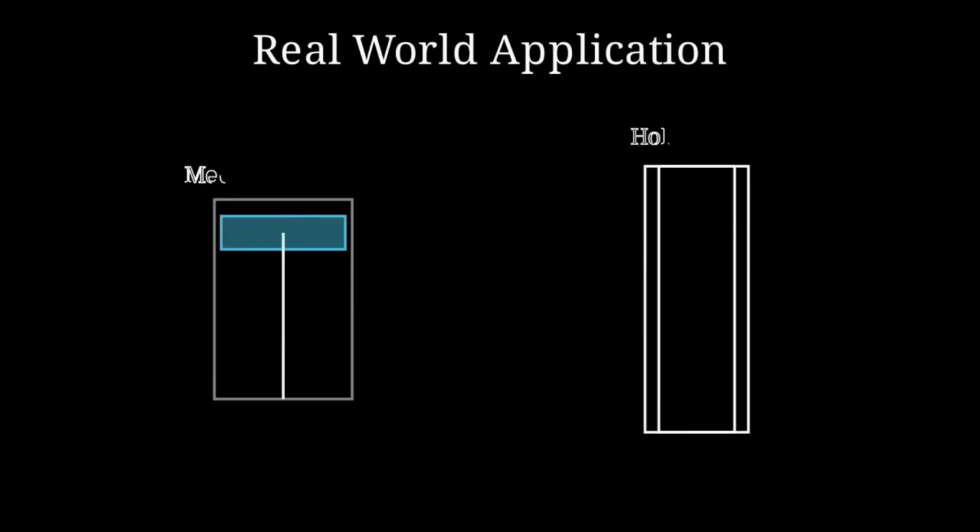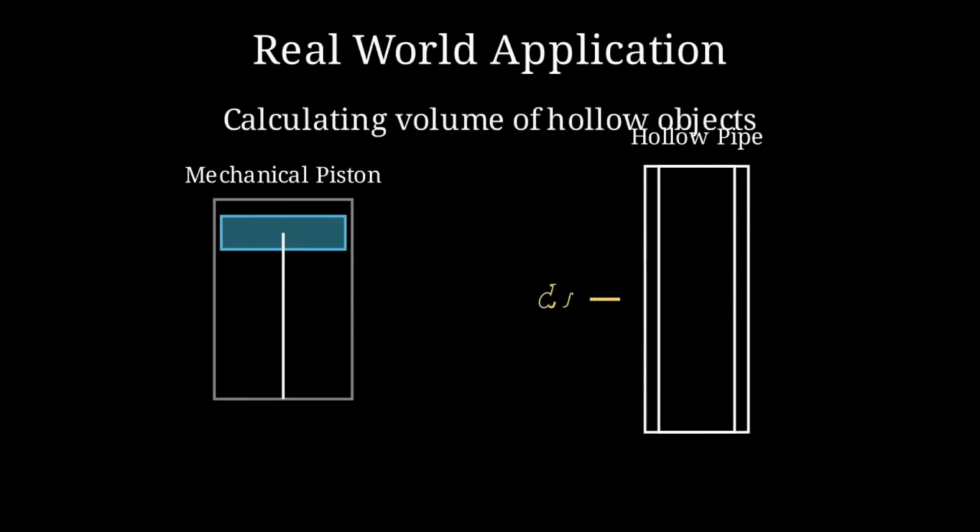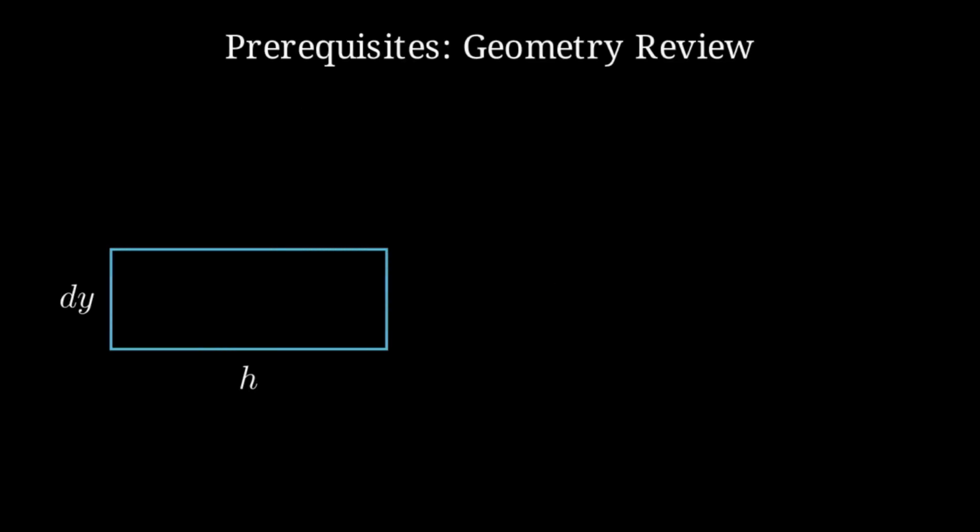Think of an onion or a roll of paper towels. Each layer is a thin cylinder. By summing the volumes of these infinitely thin layers, we can find the total volume of complex shapes. This technique is essential in engineering and physics for determining the mass and capacity of manufactured parts that have rotational symmetry. Before we dive into calculus, let's recall the geometry of a cylinder.